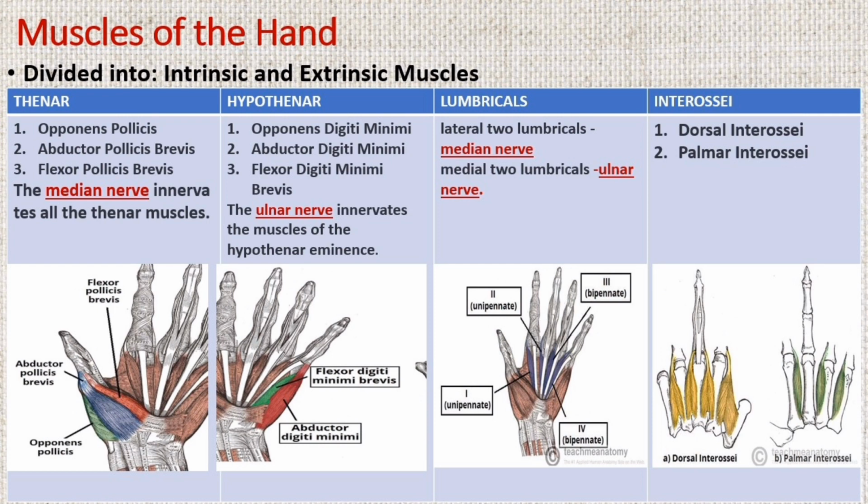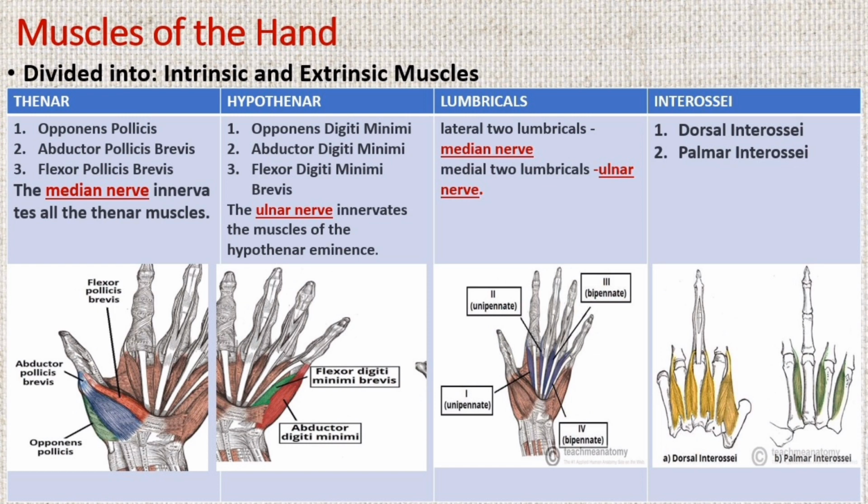Abductor digiti minimi. The abductor digiti minimi is the most superficial of the hypothenar muscle group. Attachments. Originates from the pisiform and the tendon of the flexor carpi ulnaris. It attaches to the base of the proximal phalanx of the little finger. Actions. Abducts the little finger. Innervation. Ulnar nerve.